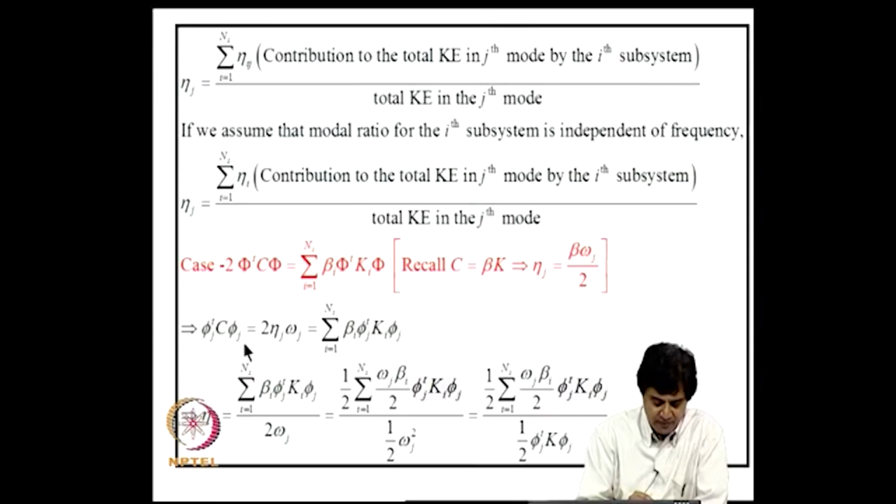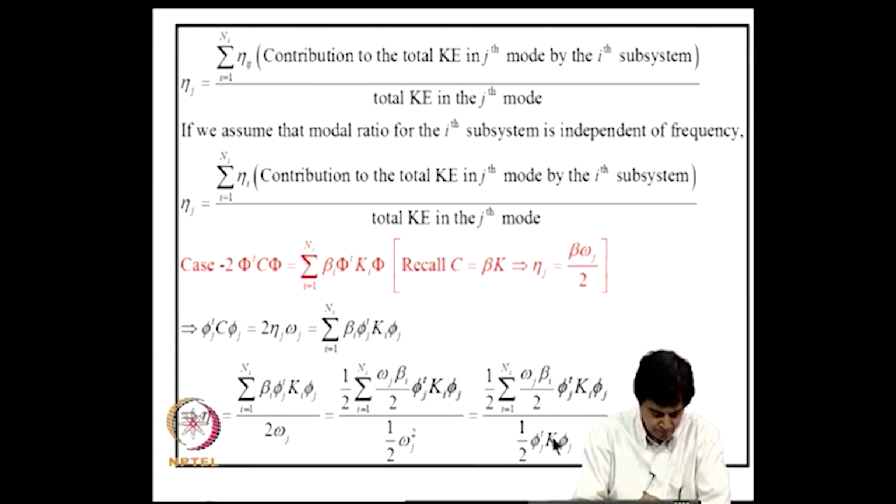Now, phi j transpose C phi j is 2 eta j omega j, and this should be equal to the summation of beta i phi j transpose k i phi j. So, I will again write the expression for eta j by dividing by 2 omega j, I get this. Now, I will rewrite this in a slightly different form as shown here, and for omega j square I will write phi j transpose k phi j. Okay. So, I am multiplying and dividing by certain constants, so that the expression mathematically is not altered, but I will be able to interpret terms in terms of energies.